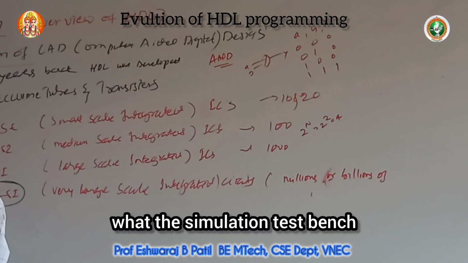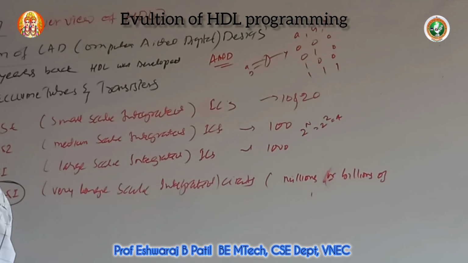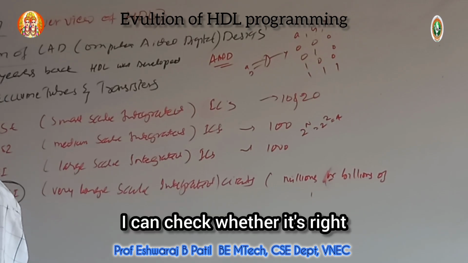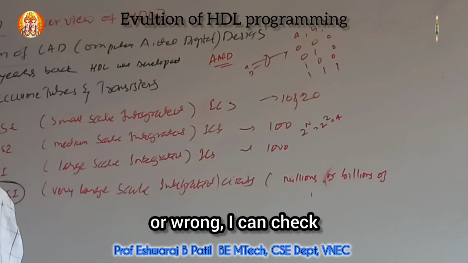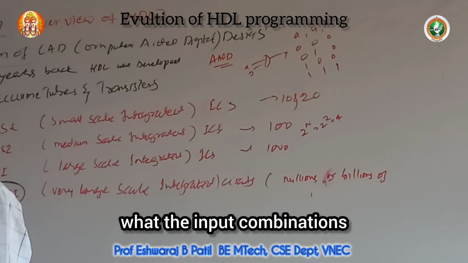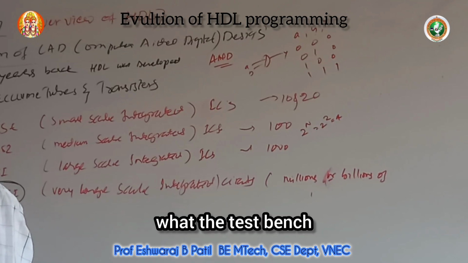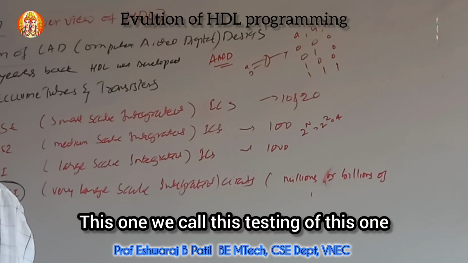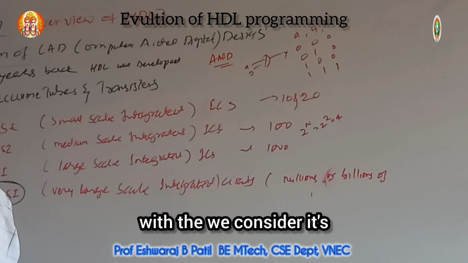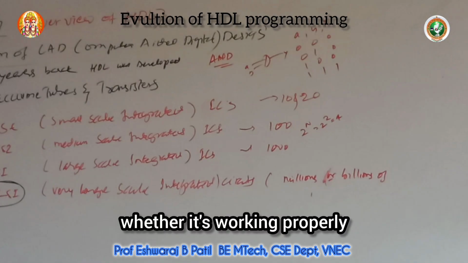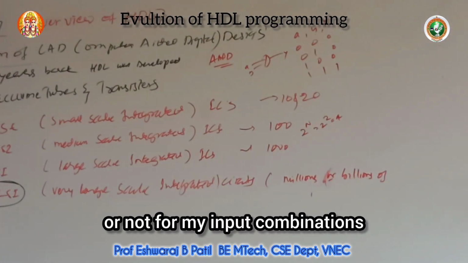I can check it with the help of the simulation test bench. If it is only one input, I can check whether it's right or wrong, but I have to send the input combinations in the form of a test bench. This testing we call simulation, to see whether it's working properly for my input combinations.